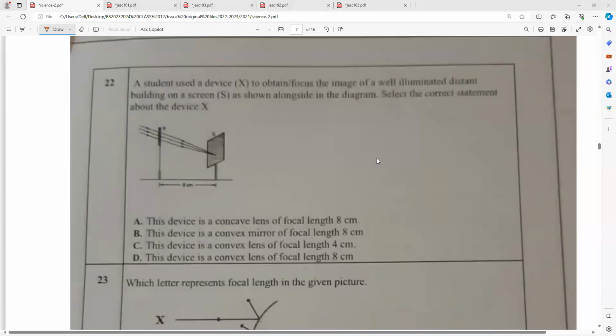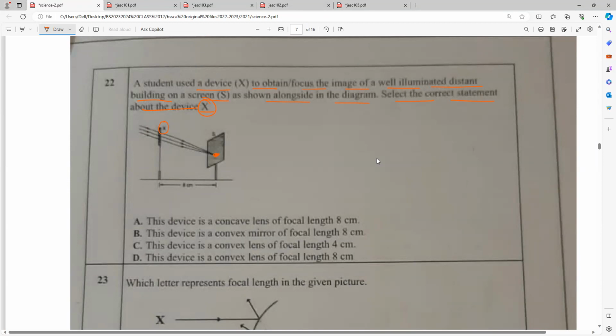Next. A student used a device X to focus the image of a well-illuminated distant building on a screen, as shown in the diagram alongside. Select the correct statement about the device X. So what is the device X? They are asking it. This is the device, and it is focusing the image on the screen. You all can notice it.